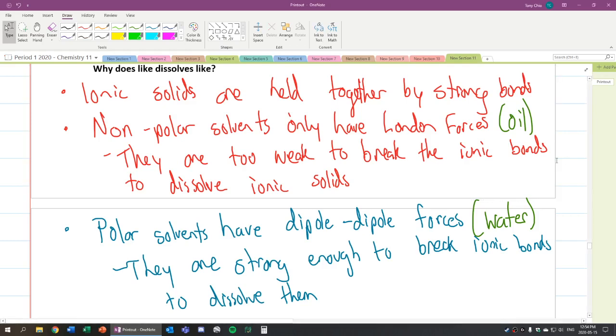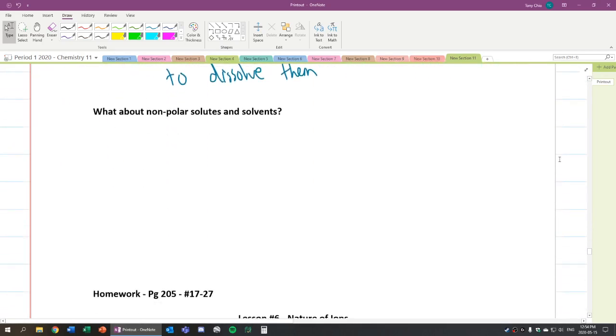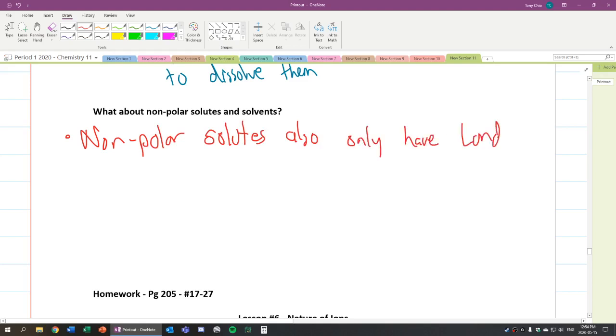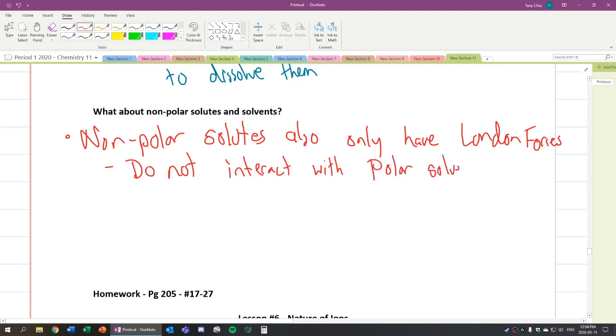So what about nonpolar solids and their solvents? What happens there? Well, nonpolar solids again only have London forces. And because they only have London forces, they do not interact with polar solvents. And that's why they do not dissolve in polar solvents.